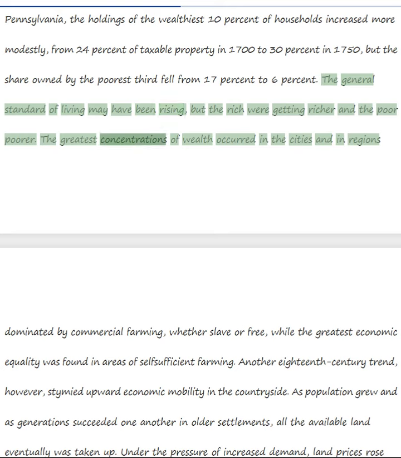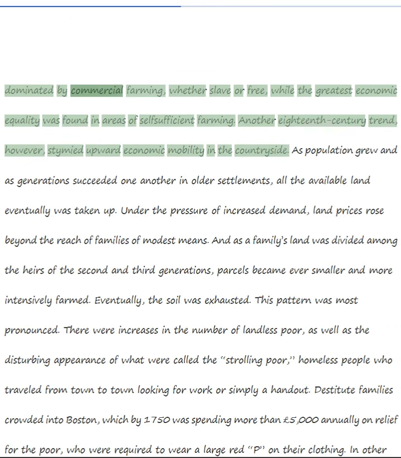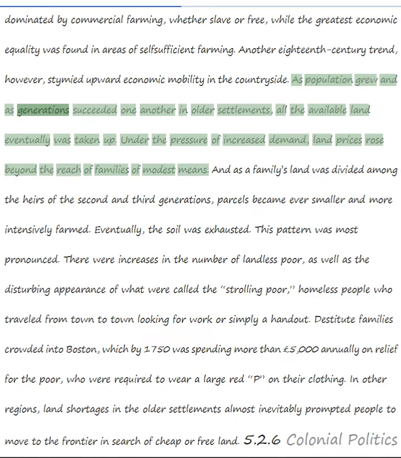The greatest concentrations of wealth occurred in the cities and in regions dominated by commercial farming, whether slave or free, while the greatest economic equality was found in areas of self-sufficient farming. Another 18th-century trend, however, stymied upward economic mobility in the countryside. As population grew and as generations succeeded one another in older settlements, all the available land eventually was taken up. Under the pressure of increased demand, land prices rose beyond the reach of families of modest means.